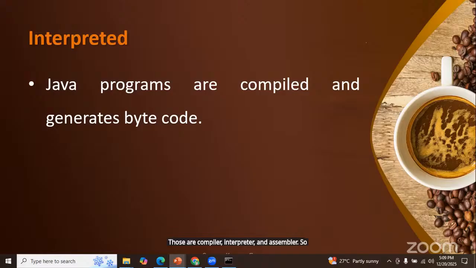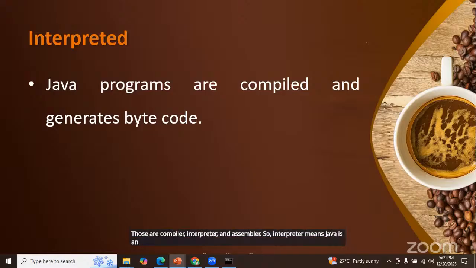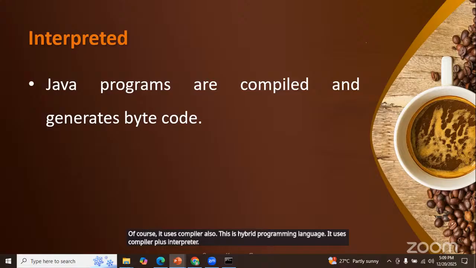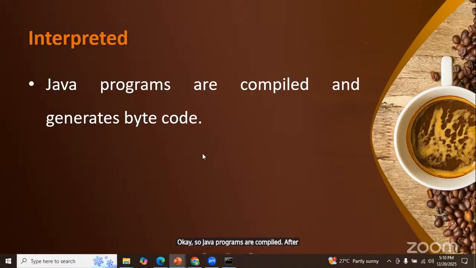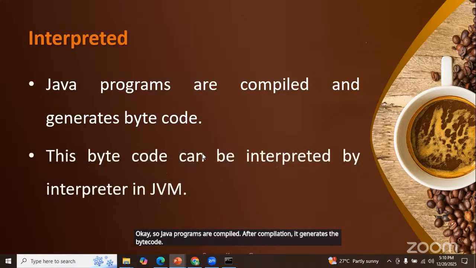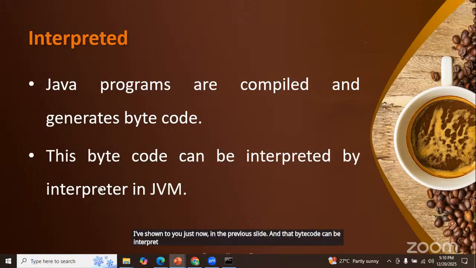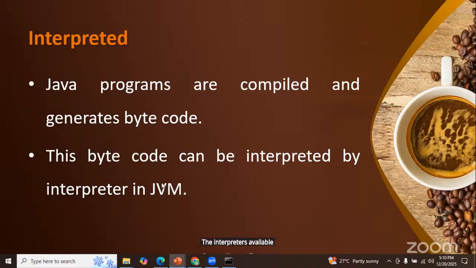So interpreter means Java is an interpreted language also. The meaning is Java uses an interpreter internally. Of course, it uses a compiler also. This is a hybrid programming language. It uses compiler plus interpreter. So Java programs are compiled. After compilation, it generates the bytecode. I have shown you just now in the previous slide. And that bytecode can be interpreted by the interpreter. The interpreter is available in JVM, where JVM is a part of JDK.